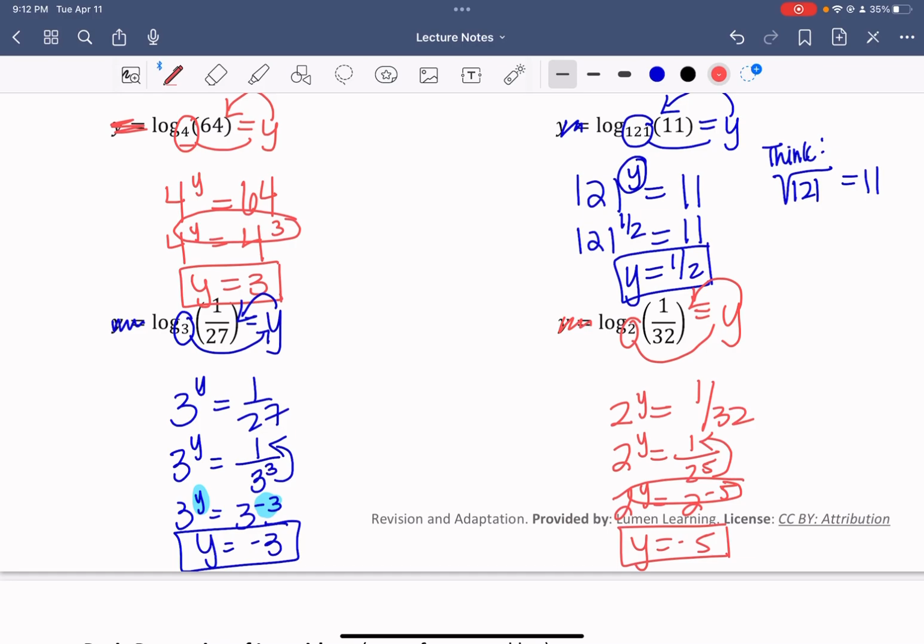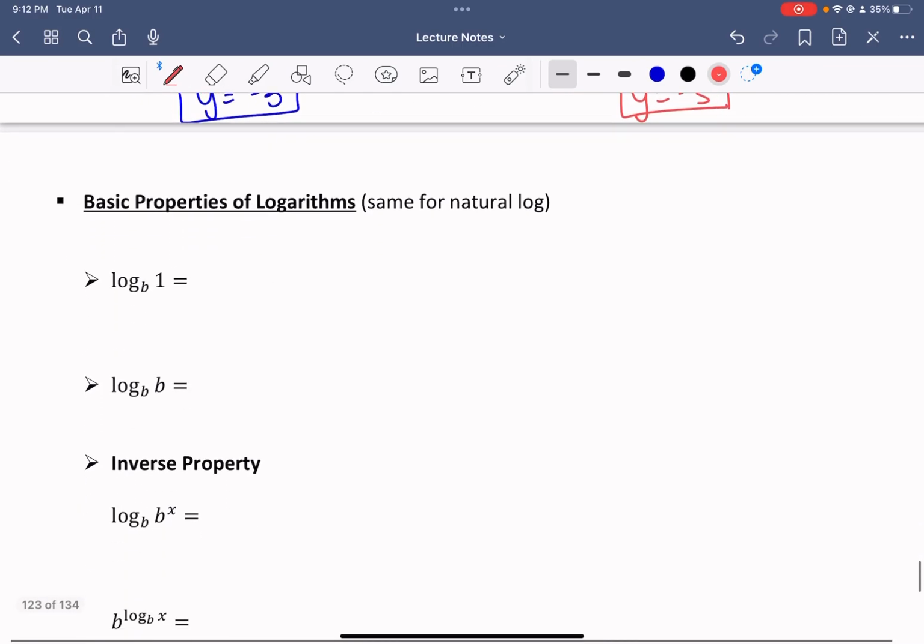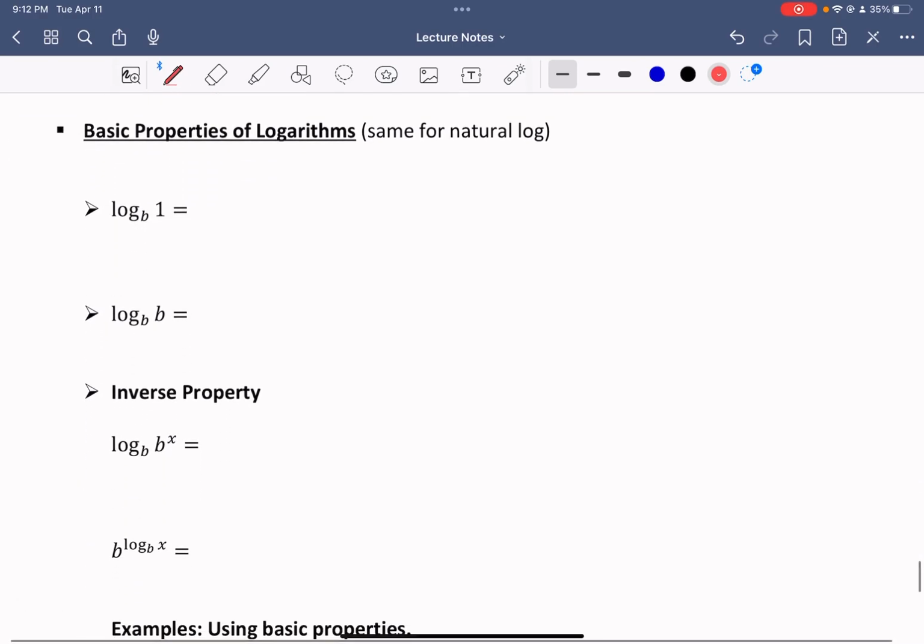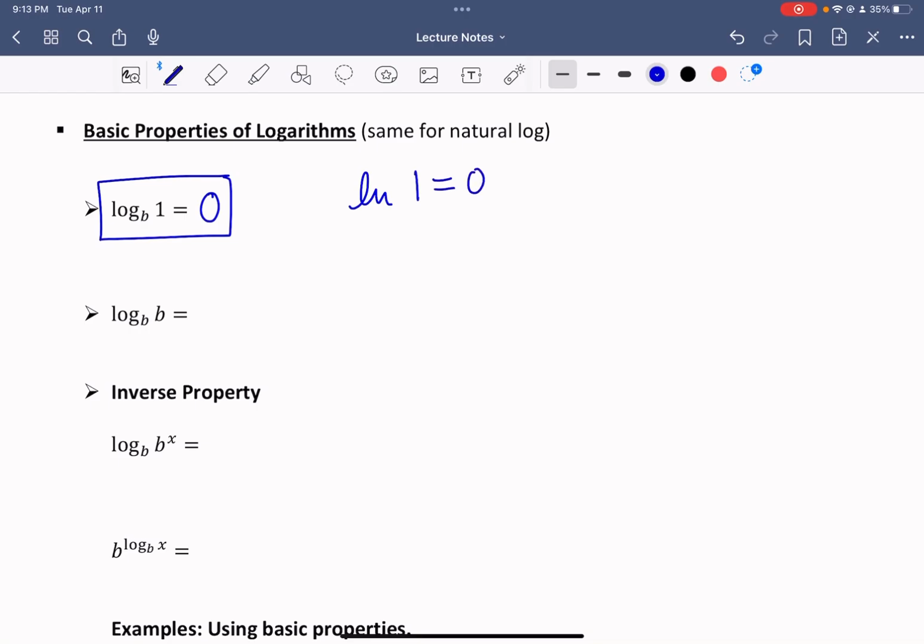Now, other things that are going to be really helpful for us are some basic properties of logs. And these are going to be the same for natural logs, so we'll write them out to the side as well. Log base b of 1 is equal to 0, meaning no matter what the base may be, log of 1 is always going to be 0. And that's a really nice property, a really quick question that you can answer. The same is true for natural logs, so ln of 1 is 0. And I could just check that on my calculator.